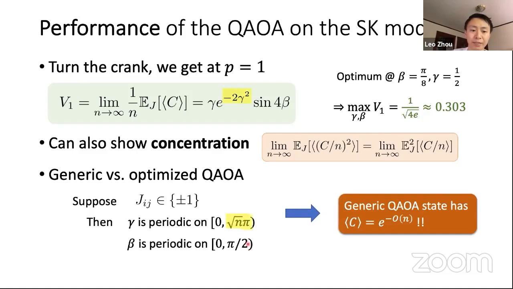So what that means is that the right parameter space to look at is one where gamma has to span over a range that grows with n. So for a random point chosen in this parameter range, you will get a generic performance of QAOA that scales exponentially small in n. So it's a very good thing that we're able to calculate and optimize the parameters in advance, and find the true optimum parameters, which are much better than a typical generic case.